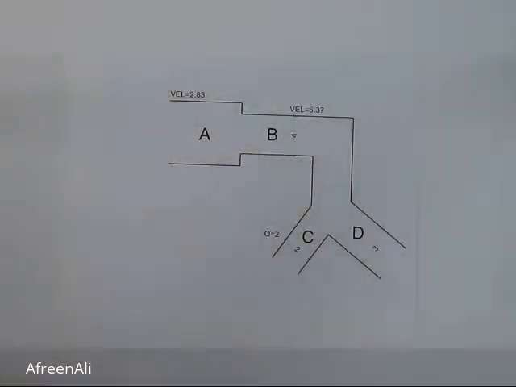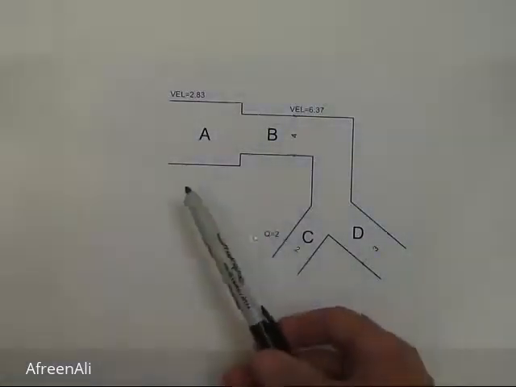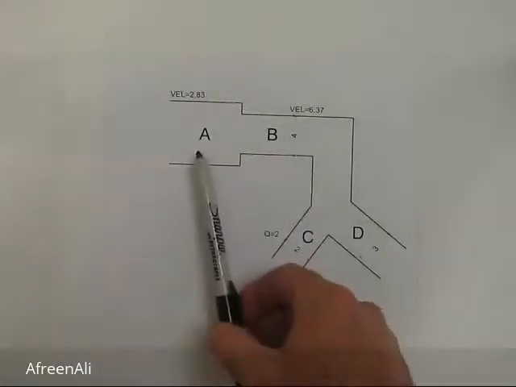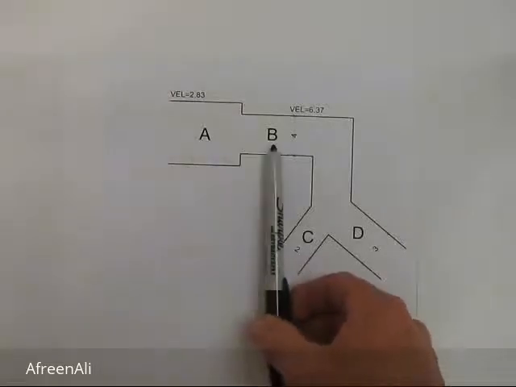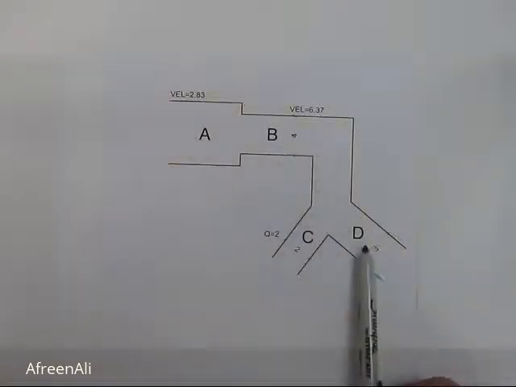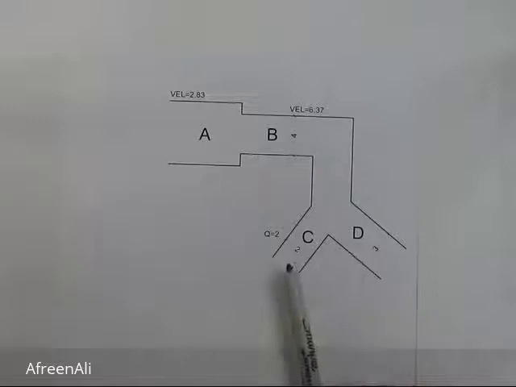Given a pipe system shown in the diagram here, we're left with a problem, and we've got some missing information. We've got 4 pipes. A runs into B, B runs into C and D. We've got some information listed.